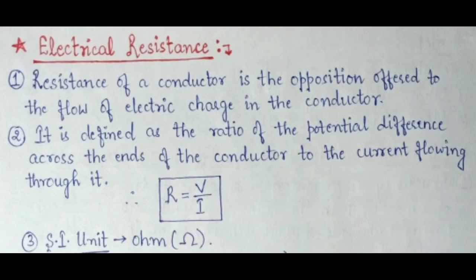So after cross multiplying it we will get this formula, that is therefore R is equal to V upon I, which is enclosed in a box. And also you should know the SI unit of electrical resistance. The SI unit of electrical resistance is ohm.